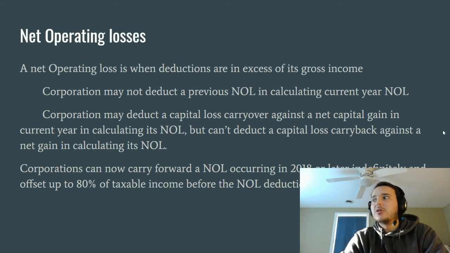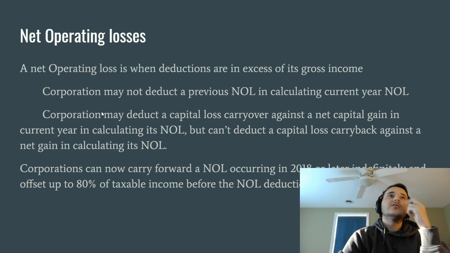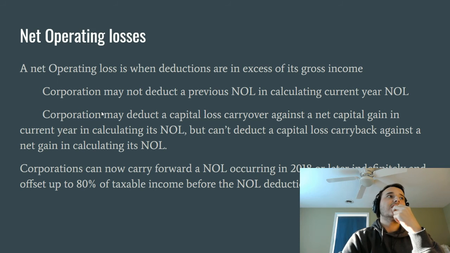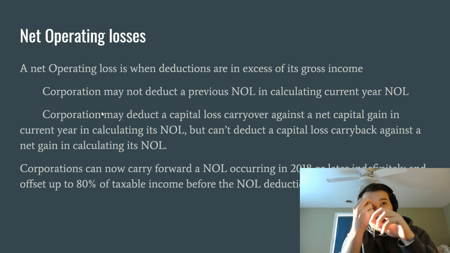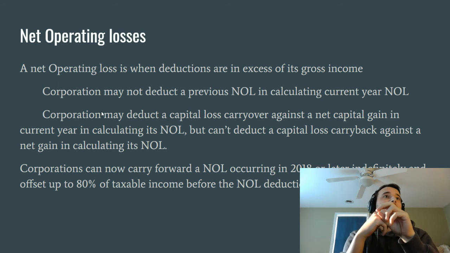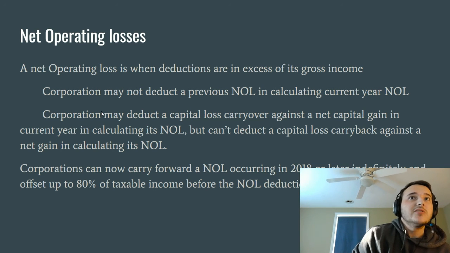Next, we'll be going over net operating losses, and this is when deductions are in excess of income. Corporations may not deduct previous NOL in calculating the current year, and corporations may deduct a carryover against the net gain in the current year in calculating, but won't be able to deduct a capital loss carryback against the net gain in calculating its NOL. So that just means that you can deduct future carryover, but not previous carryback.